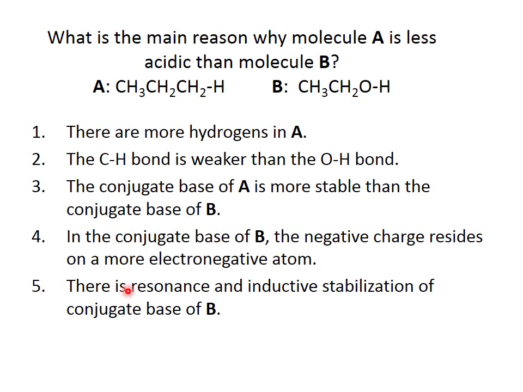Let's look at the last one and choose 4 if this isn't any better. There is resonance and inductive stabilization of the conjugate base of B. Well, if you look at the inductive stabilization, that would mean there would have to be electronegative atoms on this end of the molecule to stabilize the negative charge here. That's not happening. There's no resonance either because why? There's no double bonds. So the good answer is that one right there.